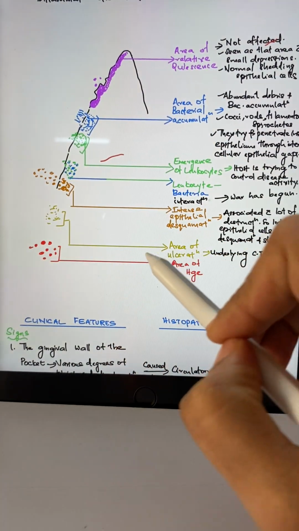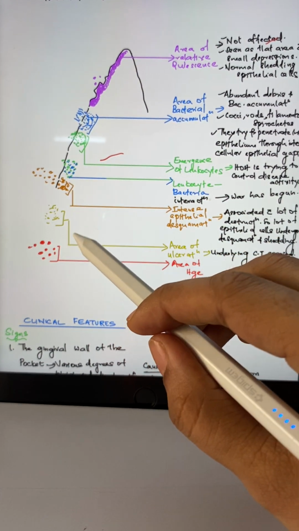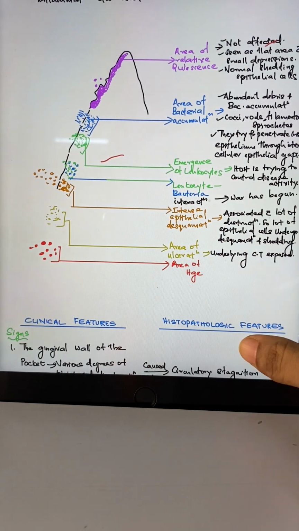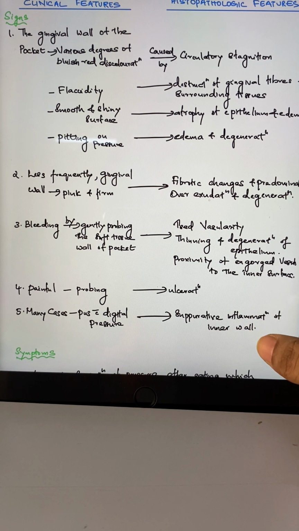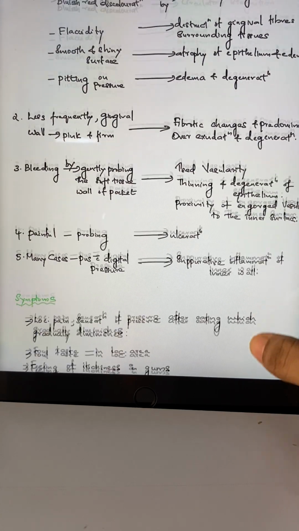Next is the area of ulceration. Here, as I have discussed before, the underlying connective tissue is exposed. The next is the area of hemorrhage. Then we will see the clinical features and histopathological features of the pocket. We will see the signs and symptoms here.